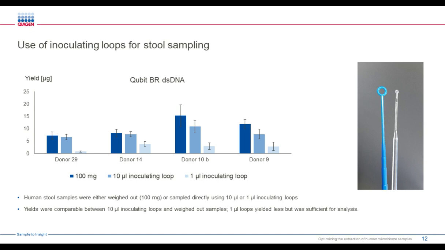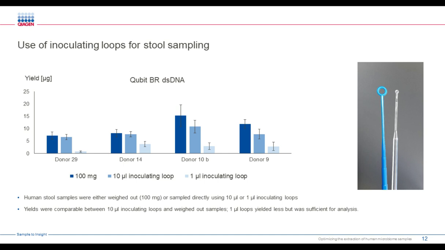And so in order to streamline this process, we wanted to investigate the effects of using inoculating loops to transfer sample rather than trying to weigh out each sample individually. So we looked at both 10 microliter and 1 microliter inoculating loops and transferred the same amount from the same stool sample, either weighing it out to get exactly 100 milligrams or simply taking a chip of frozen stool in the 10 microliter loop or the 1 microliter loop and transferring it into the prep. And what we saw was quite interesting.